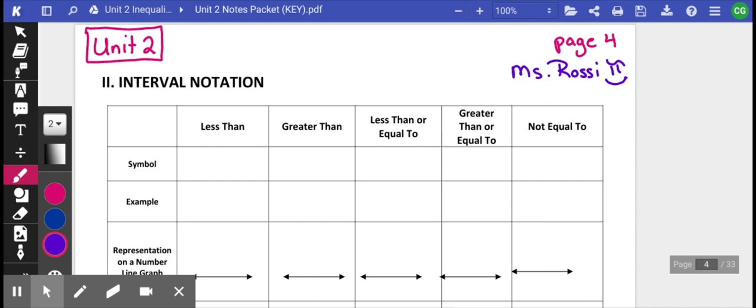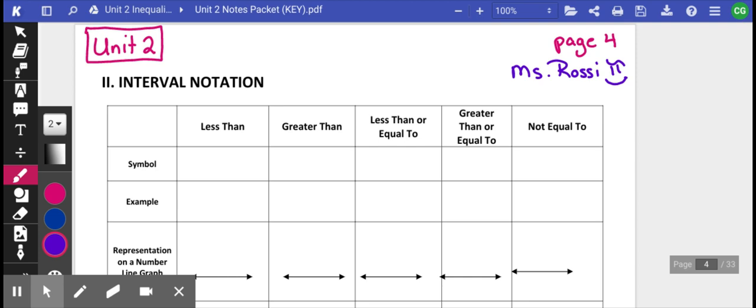Hi, everyone. Today we're going to talk about interval notation with our inequalities, and about different ways that we can represent our answers with inequalities. So the first thing we need to do is talk about what the symbols are that represent our inequalities.